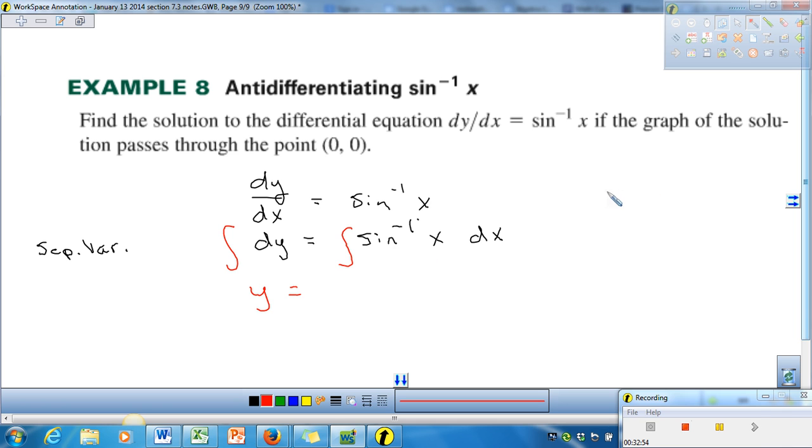And now I will show you that we can use integration by parts to integrate inverse sine. So do you think sine inverse x will be our u or our dv?